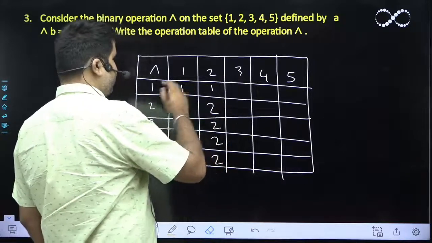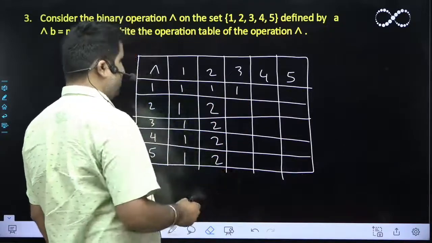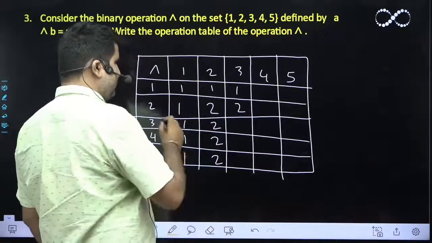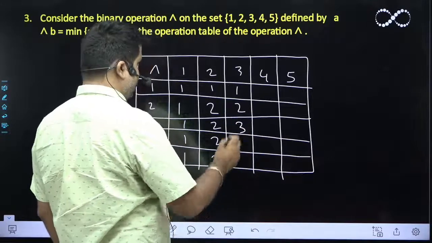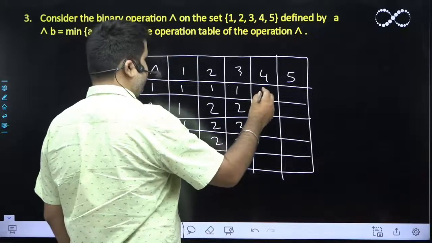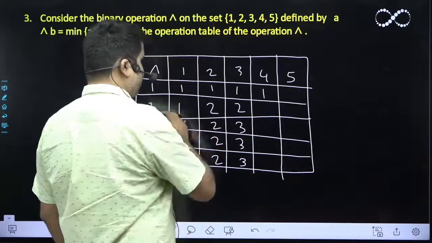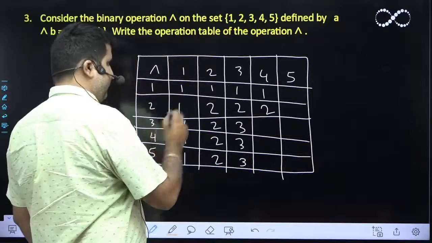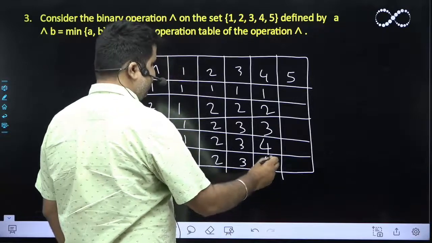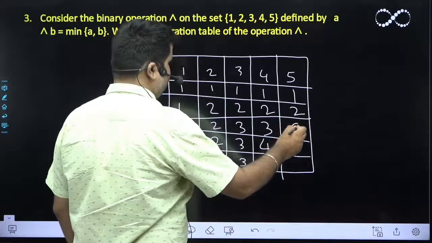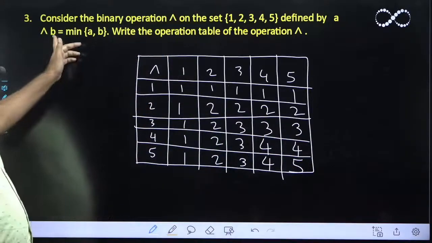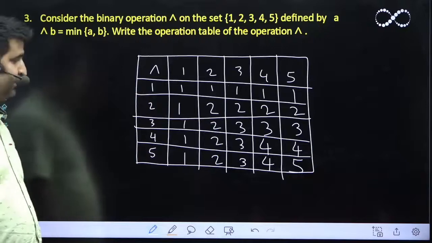For here, between 3 and 1, minimum will be 1. Okay. 3 and 2, minimum will be 2. 3 and 3, minimum will be 3. And for the next, minimum will be 3. Similarly for the next, between 4 and 1, minimum is 1. Between 4 and 2, minimum is 2. Between 4 and 3, minimum is 3. Between 4 and 4, 4. And between 4 and 5, 4. Similarly, the last one will be this. So this is the operation table for the operation minimum of A and B.